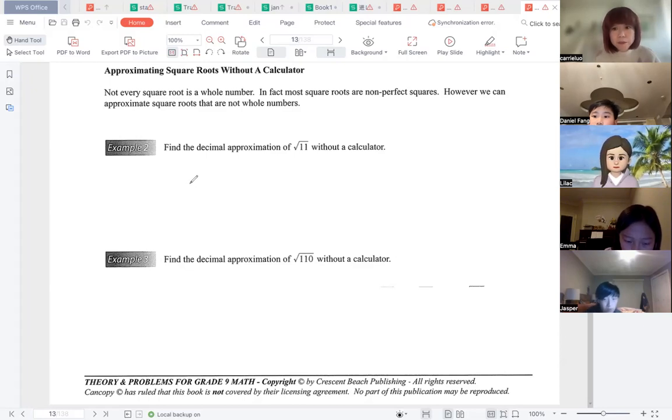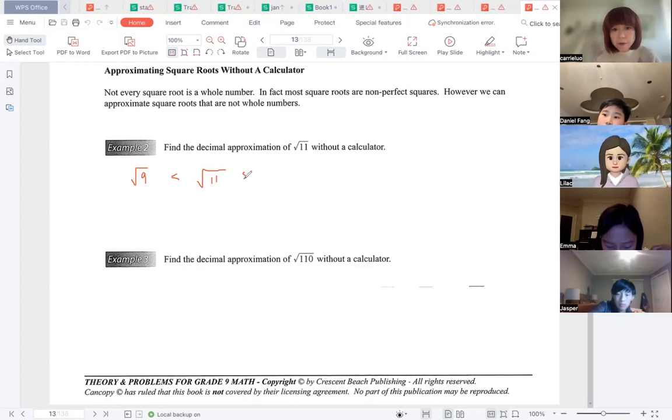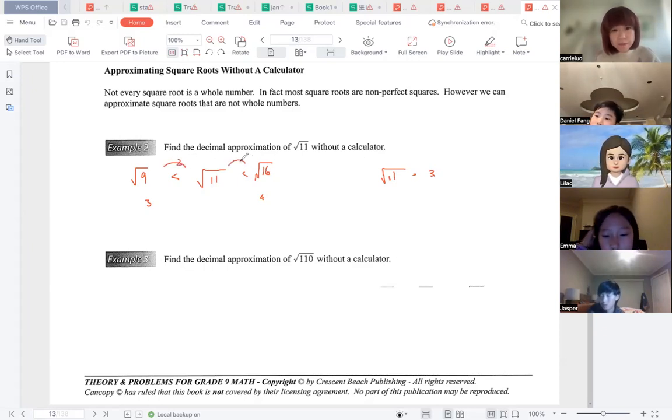Okay, so I'm going to do this, okay? Square root 11 is bigger than square root 9, correct? And smaller than square root 16. That's the same thing. But let's take a look at this one. Obviously square root 11 is equal to 3 point something, correct, Emma? Okay, so the difference between 9 and 11 is 2, and the difference between 11 and 16 is 5. So basically, this one you need to divide into 7. So we know 1 divided by 7 equals what?